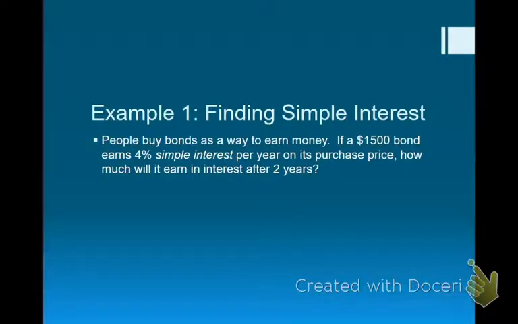So it says people buy bonds as a way to earn money. Anytime you're talking in terms of investment, whether it's bank accounts, the stock market, your retirement accounts, you make interest off of the amount that you're investing. That interest compounds over a period of time, and you essentially grow your money at a faster rate. So in this scenario, you have a $1,500 bond that earns 4% simple interest. How much will it earn after 2 years?